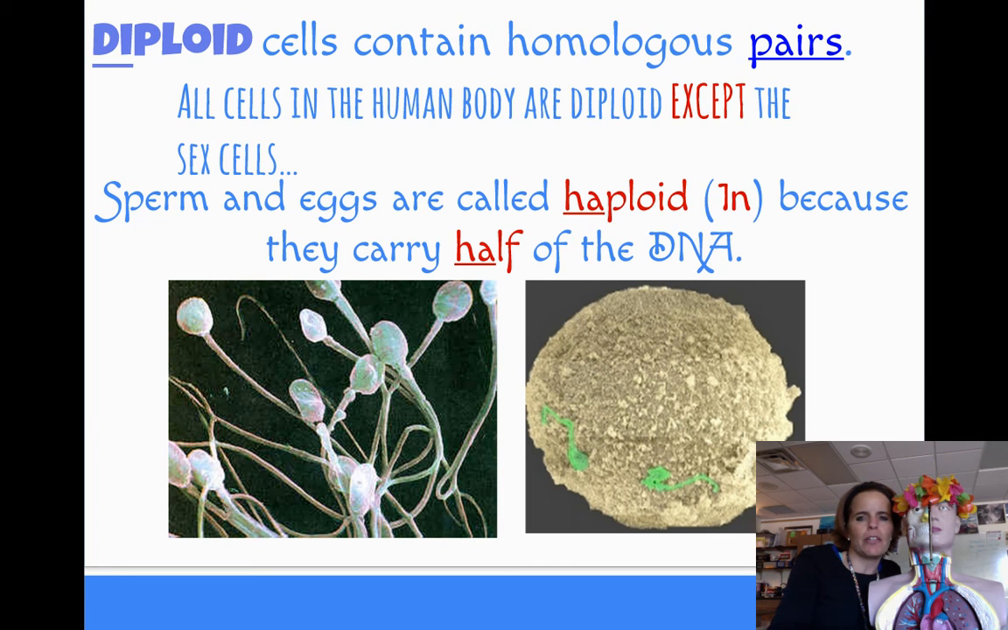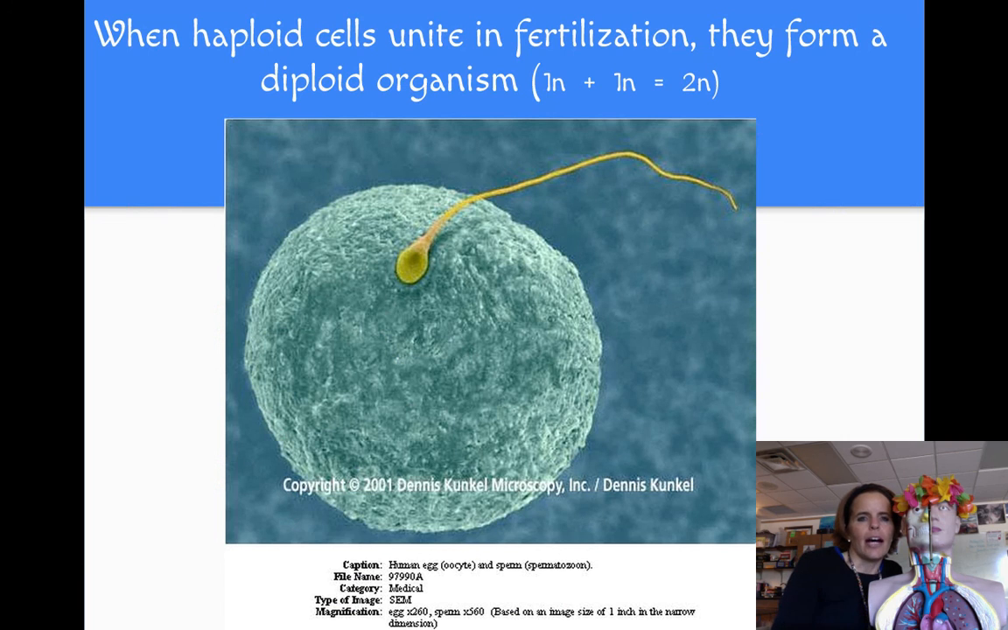And I'm going to switch pages so you can see this. When haploid cells unite in fertilization, they form a diploid organism. So look at the little math equation there. A 1N cell plus a 1N cell makes a 2N cell. So when a sperm and an egg come together, you get an organism that has double the chromosomes.